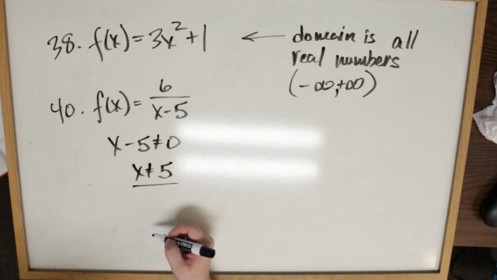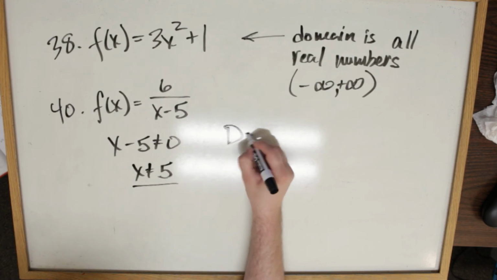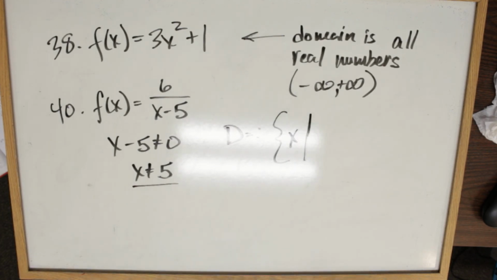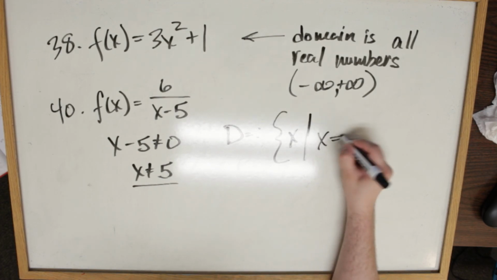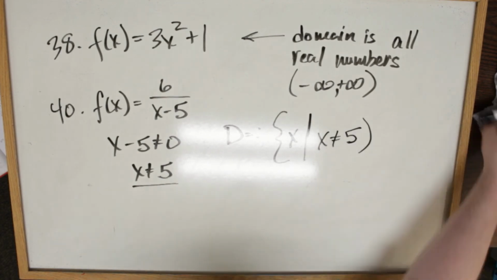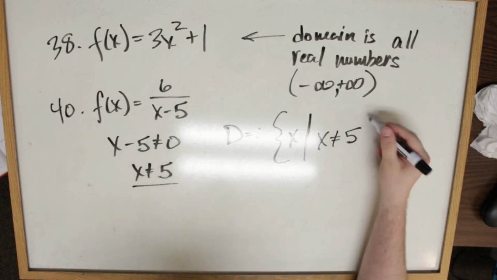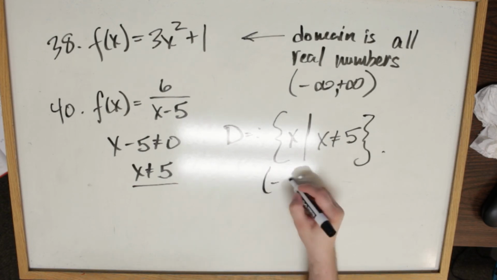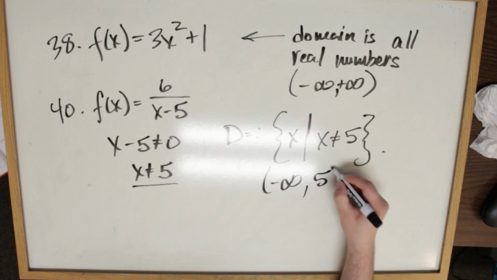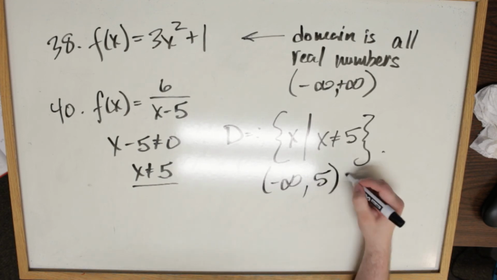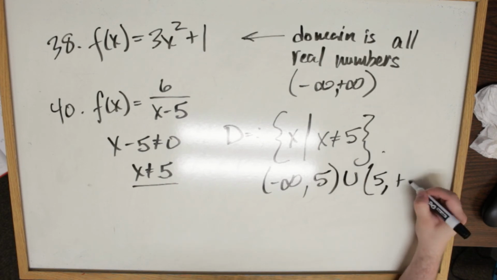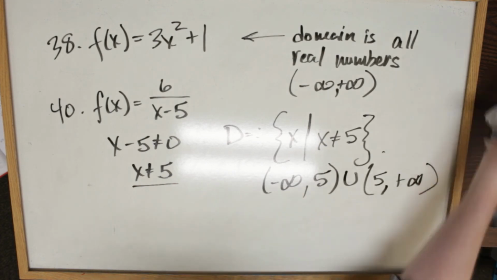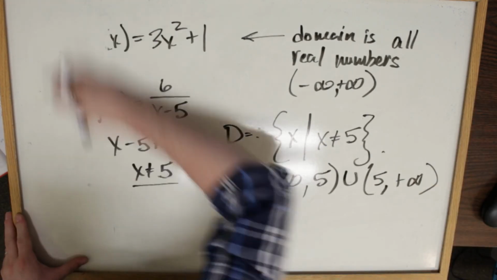So in other words, the domain, I think I teased this earlier, is going to be x, so we're going to write it in set builder form, such that x cannot equal 5. Whoop, my squiggle. All right. And if I wanted to write it in interval notation, I would go from negative infinity up to 5, open bracket right there, union 5 to positive infinity. All right, so those are two questions there.